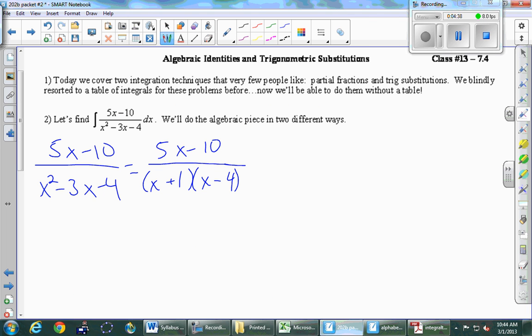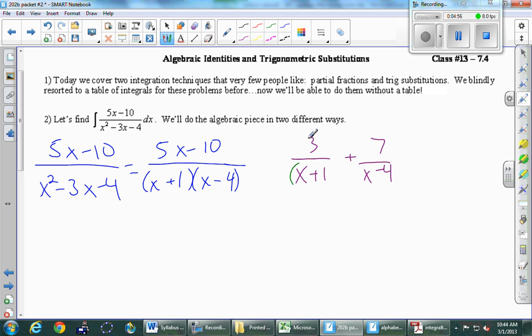Don't write this down. Suppose that I gave you something like this: 3 over x plus 1 plus 7 over x minus 4. Don't write this. And I asked you to add them together. What would you first have to build? A least common denominator. What would the least common denominator be?